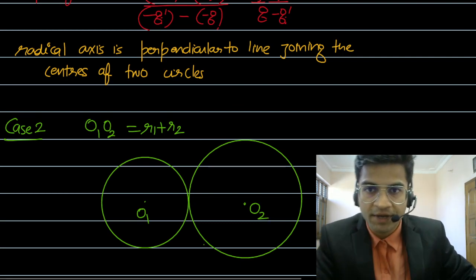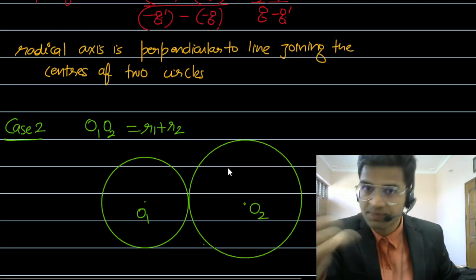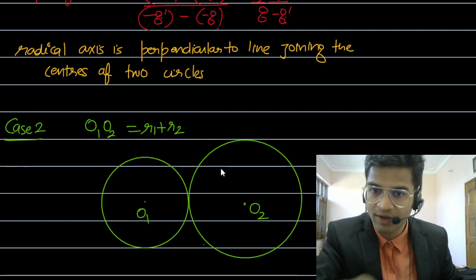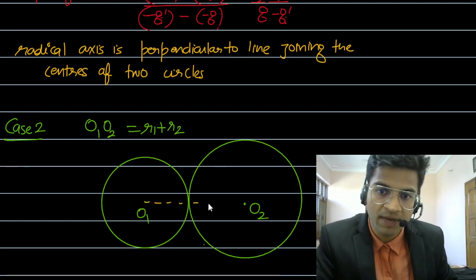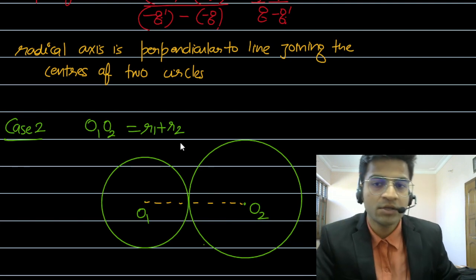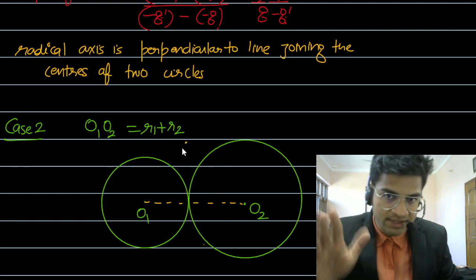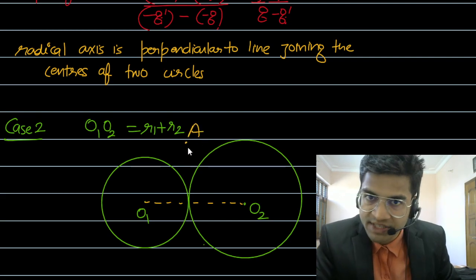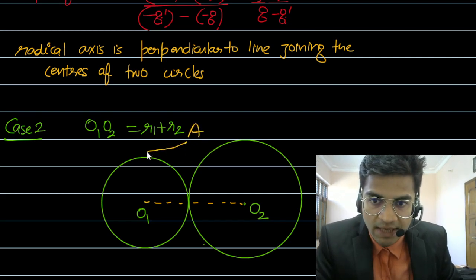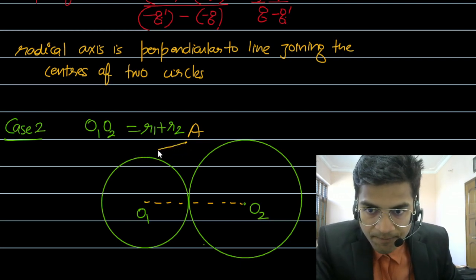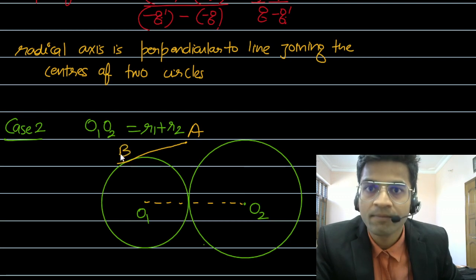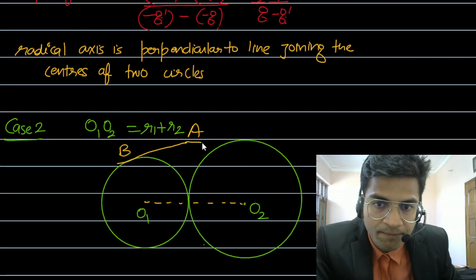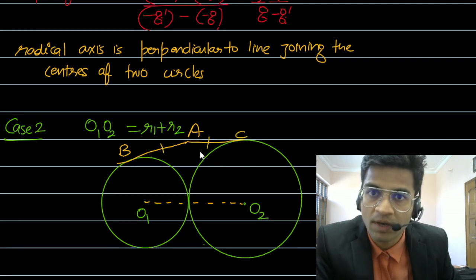So let us take any point to understand it. We know it is perpendicular to the line joining the centers, but we have to understand where it should lie. So let us take any point and just understand this thing. Let us take a point A and draw tangents to these two circles. This is AB and this is AC. Fine. This AB and AC should be equal.